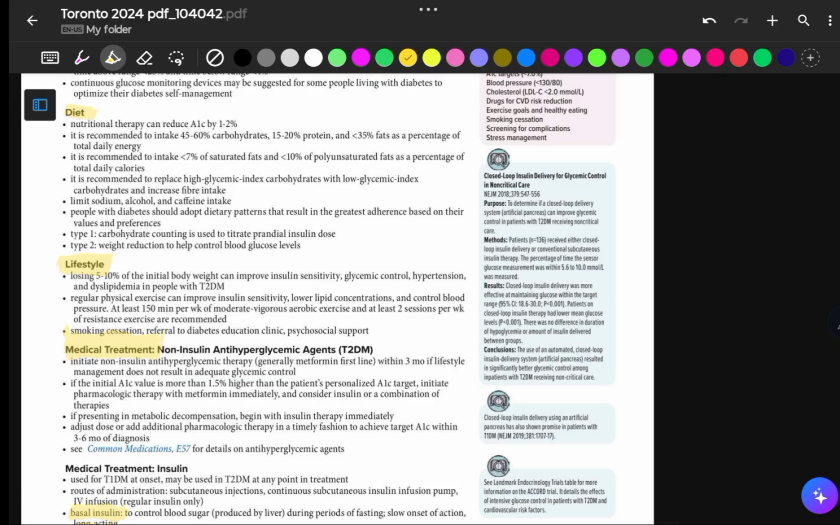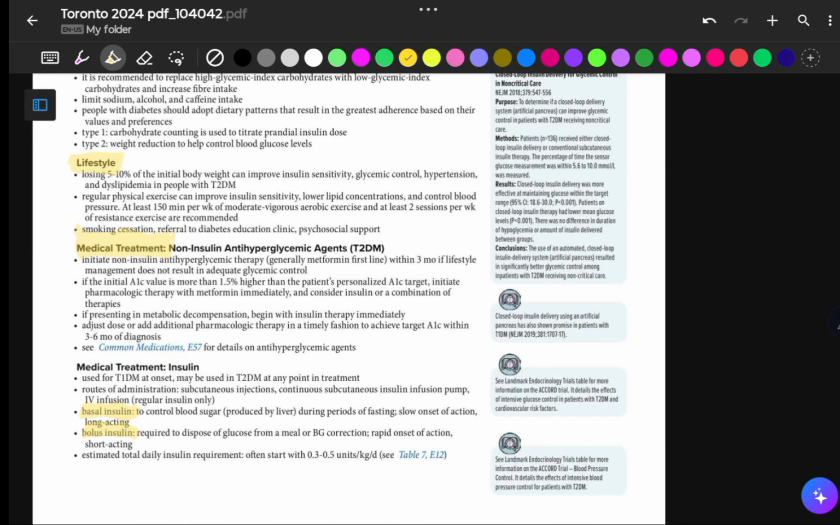Other lifestyle measures include smoking cessation. You need to refer the patient to a diabetic education clinic. Obviously, you need to educate them about how they should take care of their feet, the type of shoes they should wear, and so forth. Then psychosocial support is important because this person has been diagnosed with a lifetime disease. So you want to have that psychosocial support so that they're able to adhere to the treatment.